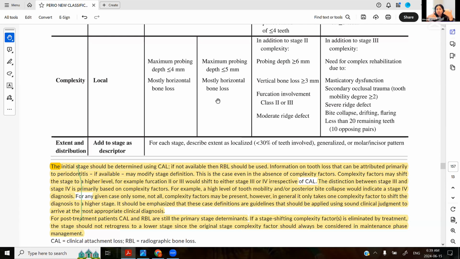Stage 4 is all of this and masticatory dysfunction. And because the teeth have been disrupted, they cannot chew properly. And secondary occlusal trauma is coming now, right?